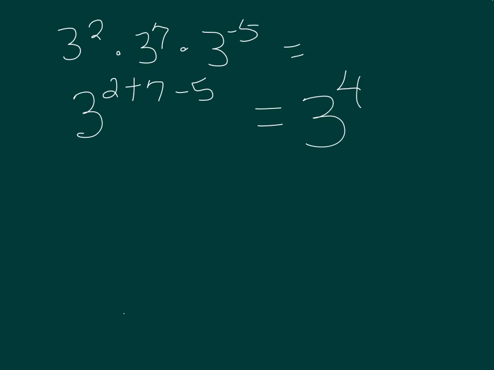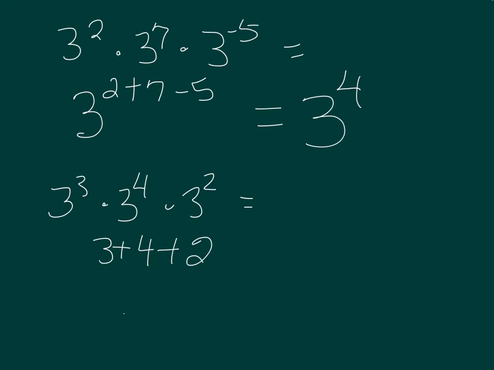Let's take another example. 3 cubed times 3 to the 4th times 3 squared equals, let's just add them up. 3 plus 4 plus 2 is 9. So we come back, we have 3 to the 9th.